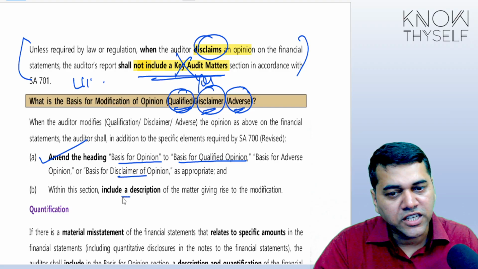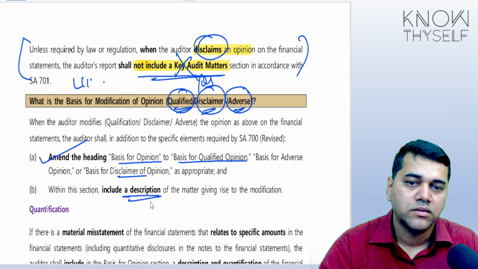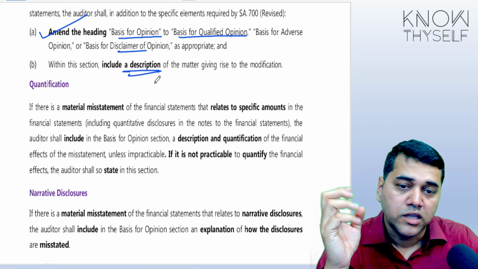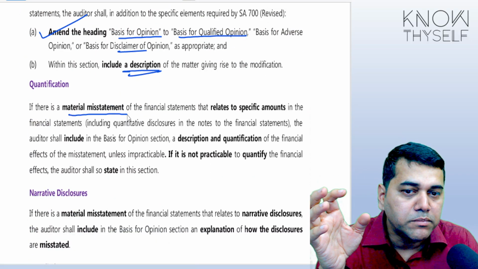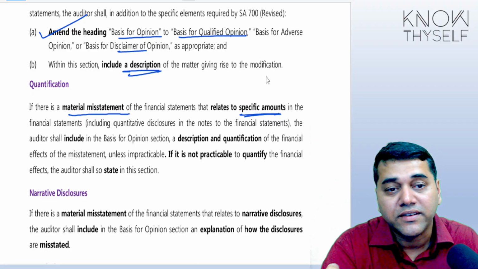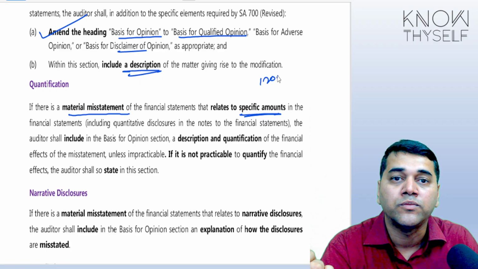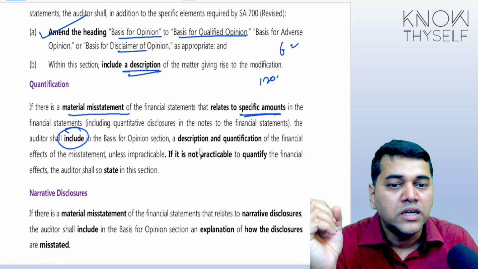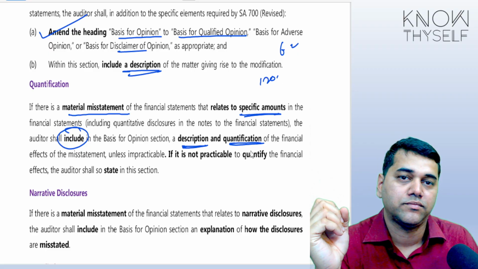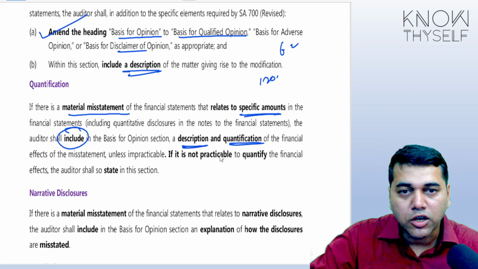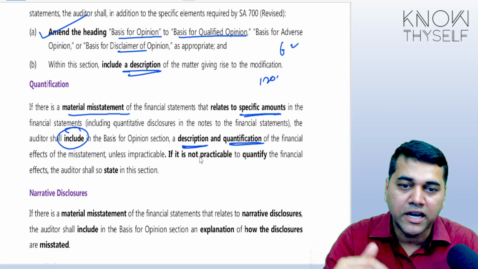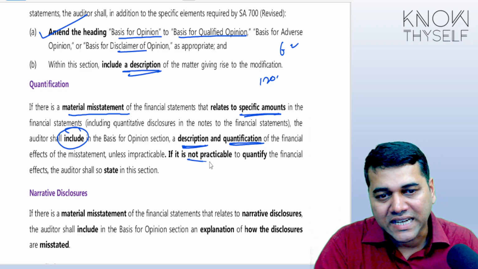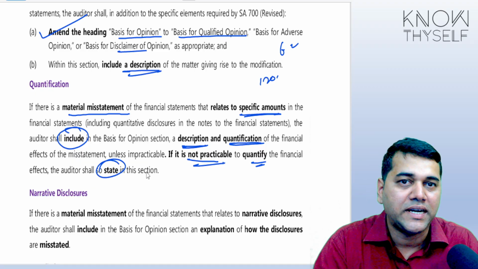And within this section, include the description, like what happened, why you are giving this modification, which we have already seen in the Q&A. Now they say that if there is any material misstatement relating to a specific amount, like in the previous example, we saw the related party was 120 crore, the asset was 60%, something 250 crores. They should have included the description, quantification also. So in the examination question, if they tell you the quantity, you have to write those numbers, like by how much it got misstated.